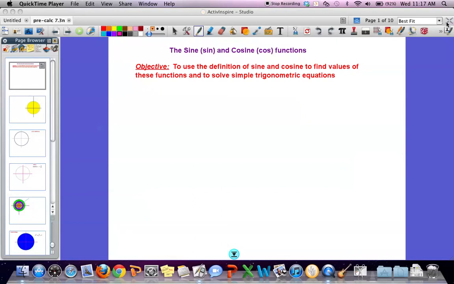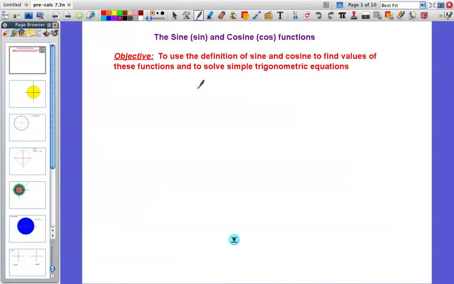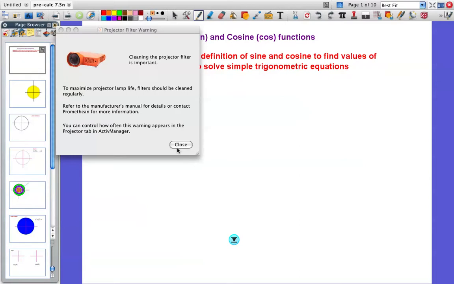All right, you guys. Let's try sines and cosines take two. The objective again: we're going to look at sine and cosine, finding values of these functions, and solving simple trigonometric equations.